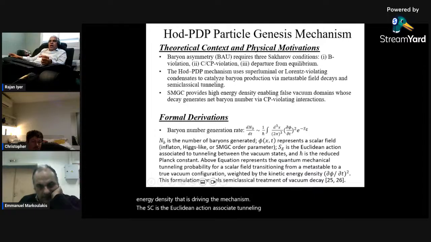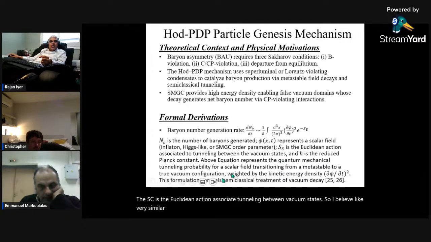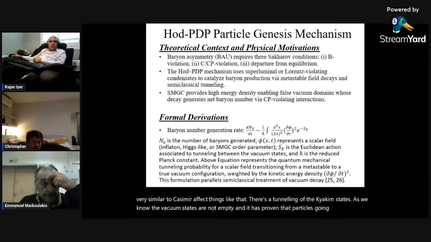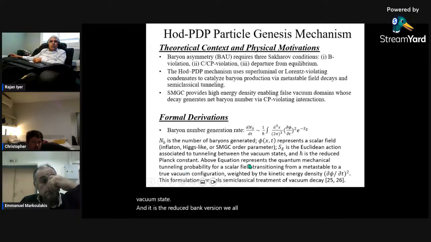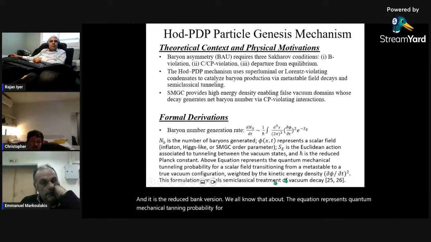So I believe, very similar to the Casimir effect, things like that, there's a tunneling of the vacuum states. As we know, the vacuum states are not empty, and it has been proven that particles go in and out of the vacuum state. And ħ is the reduced Planck constant. We all know that. The equation represents the quantum mechanical tunneling probability for a scalar field transitioning from a metastable to a true vacuum configuration, weighted by the energy density.